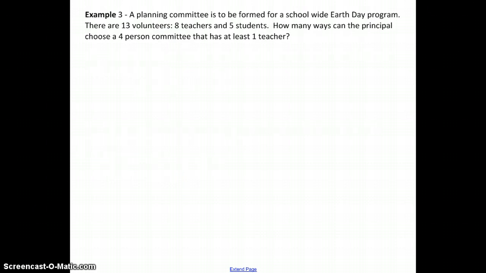Example 3, last example. A planning committee is to be formed for a school-wide Earth Day program. There are 13 volunteers, 8 teachers, and 5 students. How many ways can the principal choose a 4-person committee that has at least 1 teacher? So let's figure out first how many total possibilities there are, just total possibilities. Okay, there's 13 people total, and you're choosing how many? 4. So 13C4.